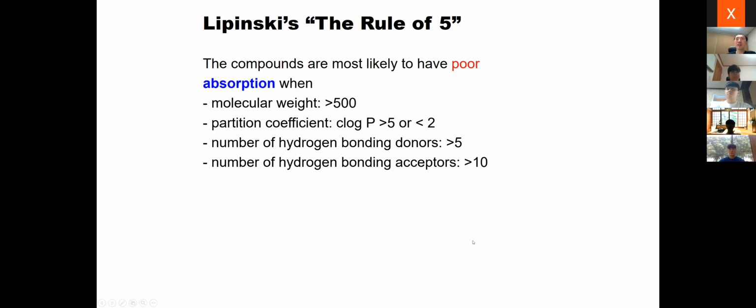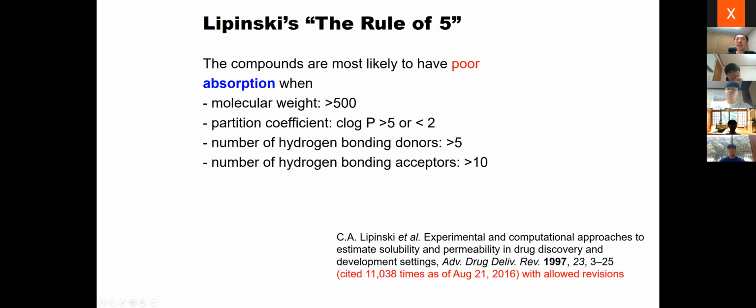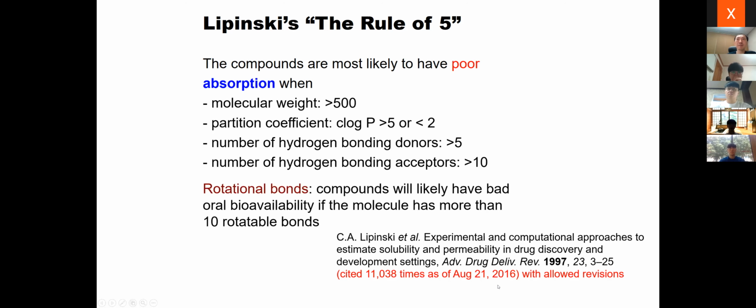And then many papers cited this work. The original paper was published in 1997, and this paper was cited more than 10,000 times by 2016. Then a little more modification was made, and one more rule: if rotational bond is bigger than 10, it's bad. If the molecule is rotatable here and there, the molecular structure is not rigid, then the molecule is difficult to penetrate the membrane. So one more rule here, rotational bond should be less than 10.